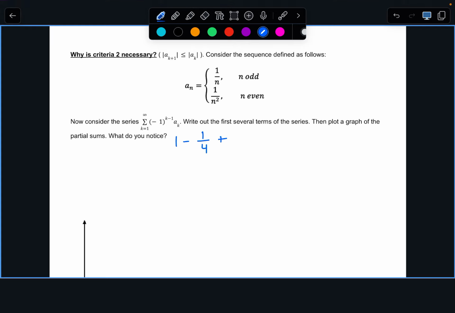Next, third term, odd, 1 over 3. Fourth term, even, 1 over 4 squared is 16. Next term, odd, 1 over 5. Next term, even, 1 over 6 squared, 1 over 36. And we're going to do this forever. We still meet the first criteria, no problem. The limit as n goes to infinity, regardless of whether we're odd or even, both are going to 0. So it is 0.